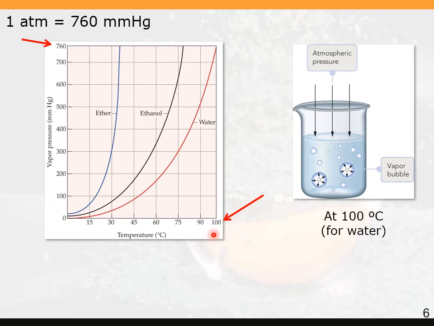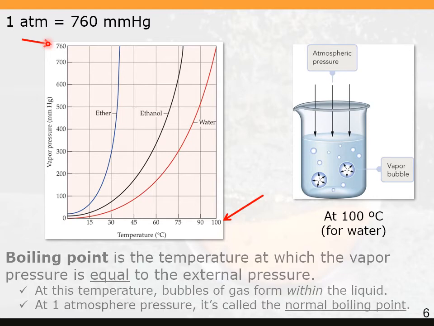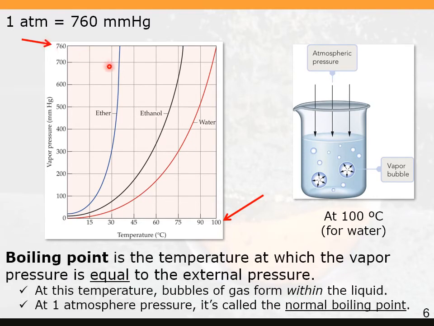When water is heated to 100 degrees Celsius, its vapor pressure becomes equal to the atmospheric pressure. And this is the temperature at which water starts to boil. So boiling point is the temperature at which the vapor pressure is equal to the external pressure. For water, the external pressure has to be 1 atmosphere for its boiling point to be 100.